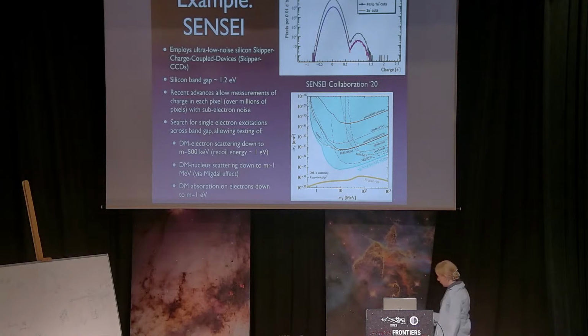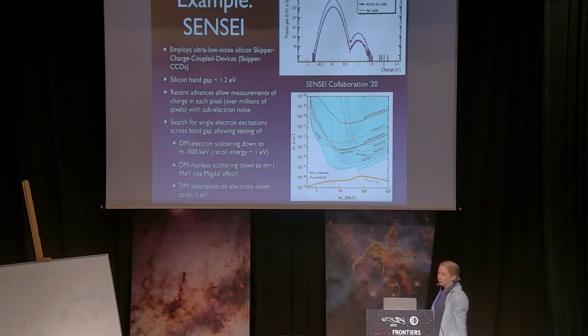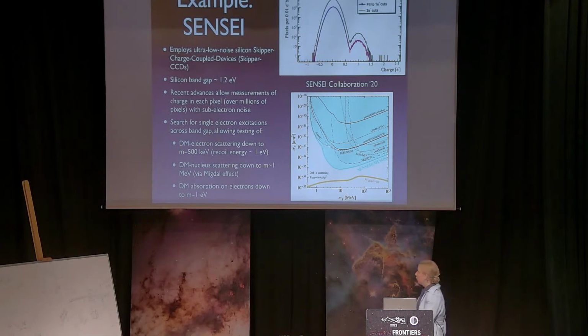So then the search that you can do is say, okay, let's look for single electron excitations across the band gap. So here, the idea is a dark matter particle comes in, it hits an electron, it scatters it up across the band gap, you measure the charge in that pixel, you measure the charge in every pixel, and then you look for the same kind of characteristic signal that we've been talking about in the context of nucleus dark matter scattering.